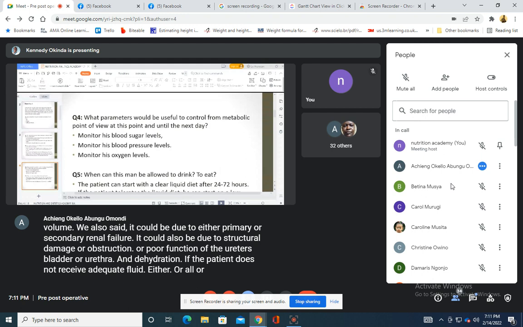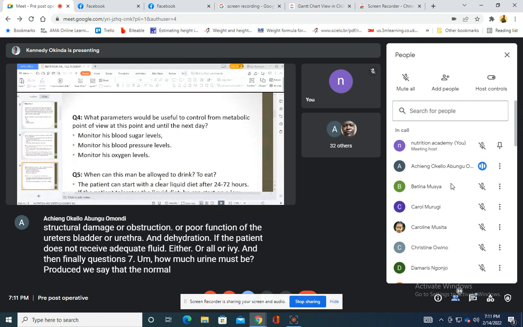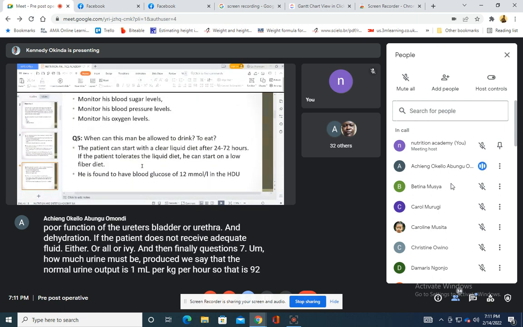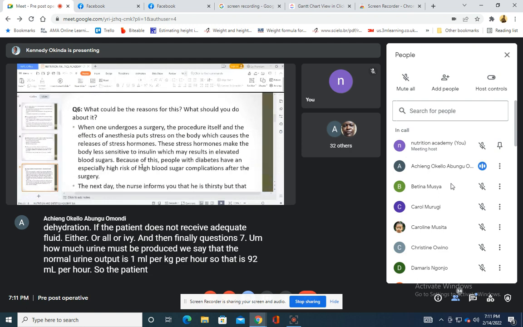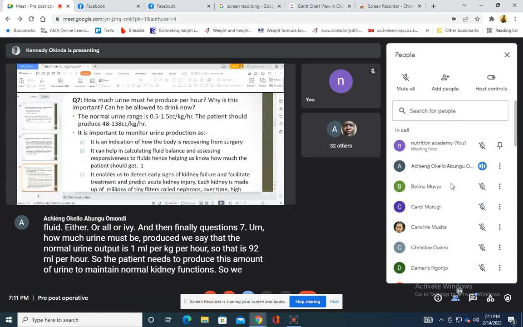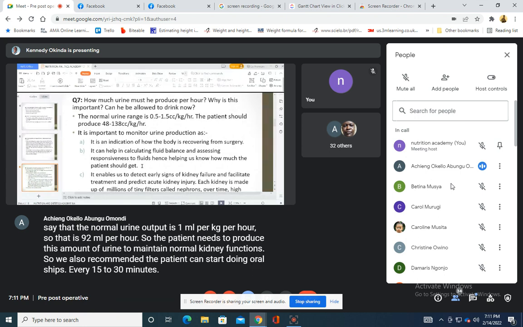And then finally, question 7. How much urine must he produce? We say that the normal urine output is 1 ml per kg per hour, so that is 92 ml per hour. So the patient needs to produce this amount of urine to maintain normal kidney functions. We also recommend that the patient can start doing oral sips every 15 to 30 minutes. Thank you.